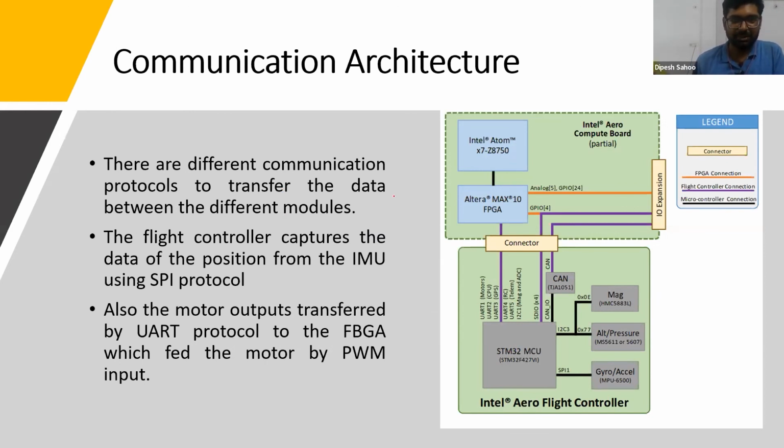There are different types of communication protocols to transfer the data between the different modules. The flight controller captures the data of the position from the IMU using SPI protocol. Also, the motor output is transferred by UART protocol to the FPGA, which is fed to the motor by PWM input. Talking about PWM, that is pulse width generator. FPGA is a type of flight controller.